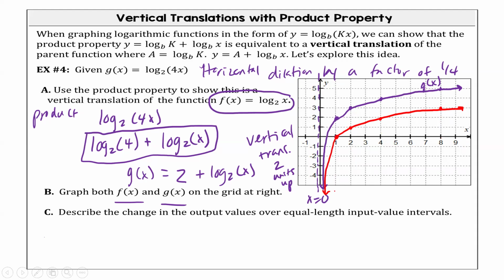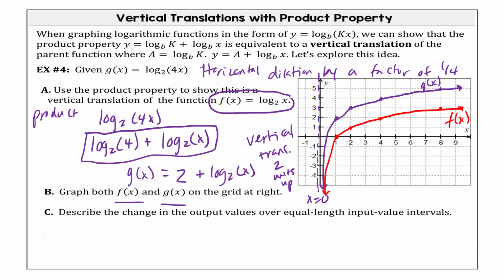Cool. All right. So do we see how that horizontal dilation is also that vertical translation? Can we make that connection permanent? Yes. Mission accomplished. All right.